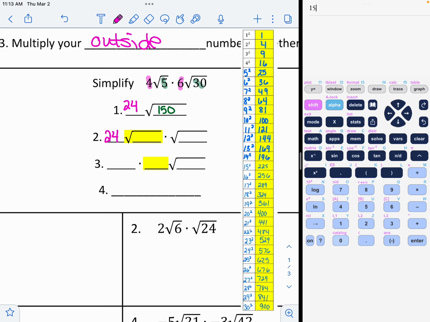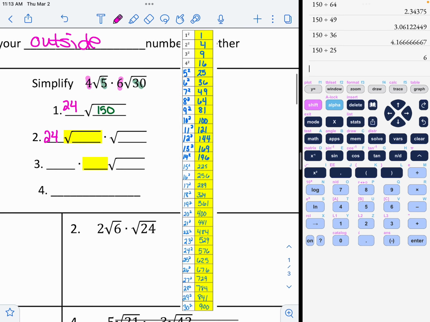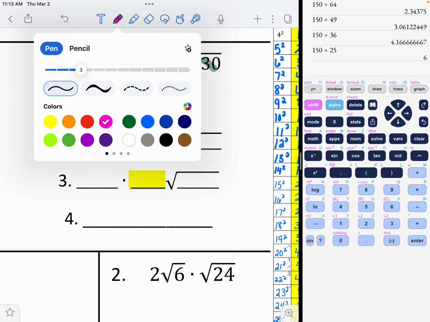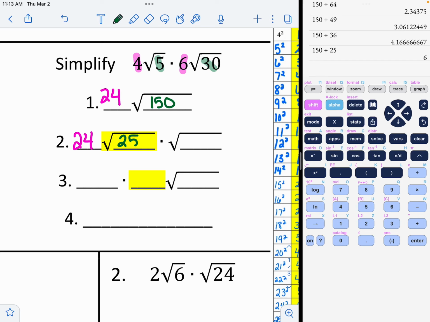Remember, you do 150 and then you divide by, let's just do 100. Then you do 150 divided by 81. Then 150 divided by 64. Then 150 divided by, and I'm just trying to find one that's not a decimal like we have in the past, 49. 150 divided by, what's next? 36. 150 divided by 25. So there it is. I'm going to guess maybe some of you already knew it was going to be 25. When I divided by 25 on my list, I got an answer of 6. So instead of 150, I break it up into 25 and 6.